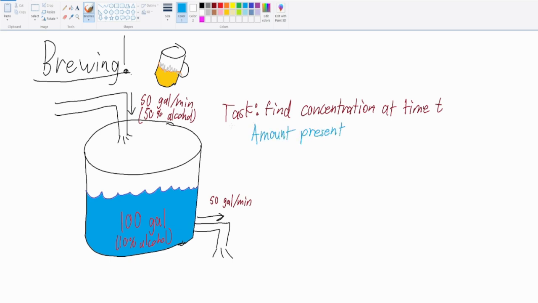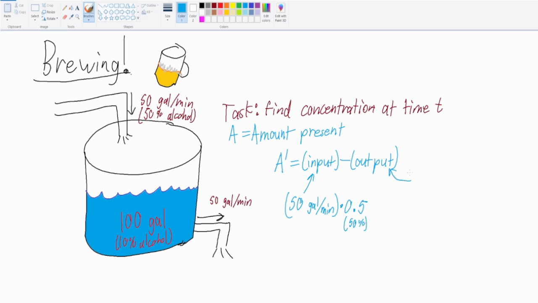So the amount of alcohol will change according to the input minus the output. We input 50 gallons per minute with 50% concentration, so that means we're pouring in 25 gallons per minute of alcohol.